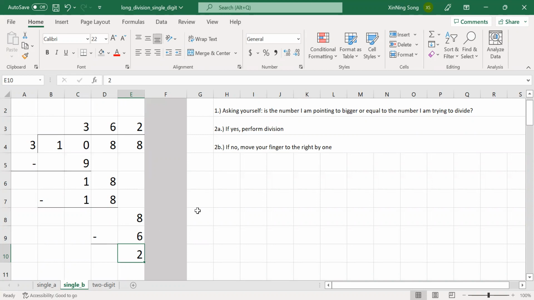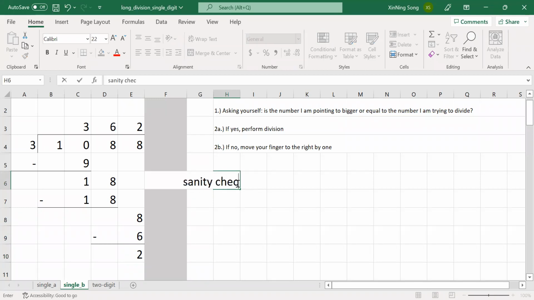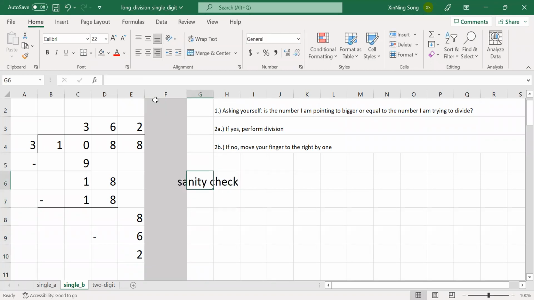And then you do a sanity check. Let me write the words sanity check. Did I write here? Yes, I did. Sanity check is one of the most important things to do. What you do is this. You can pretend this as 300. So 300 times 3 is 900.